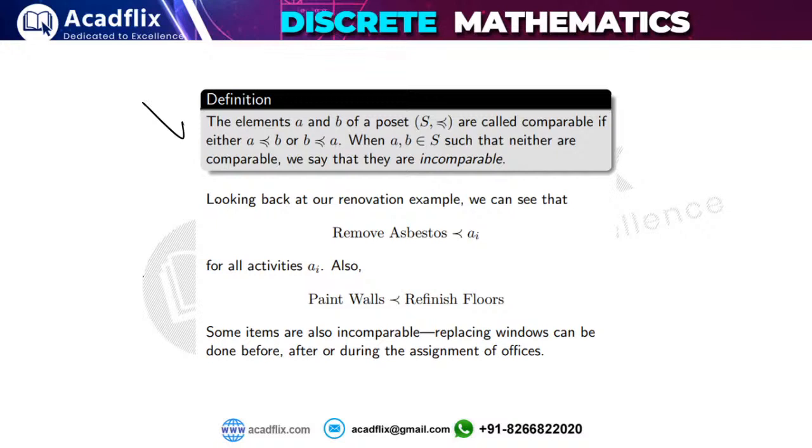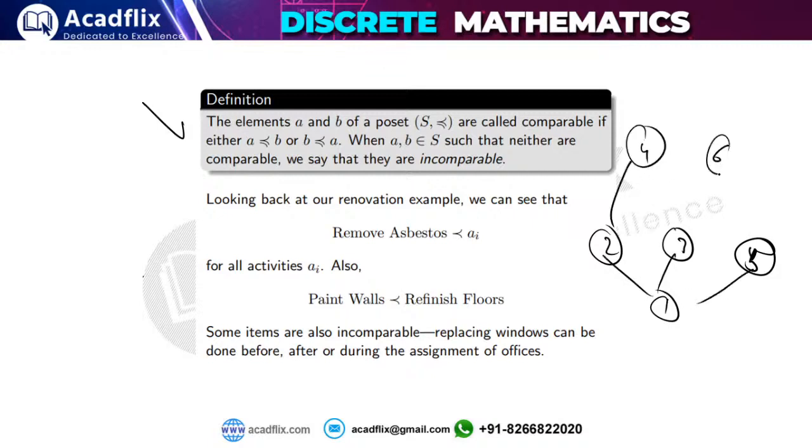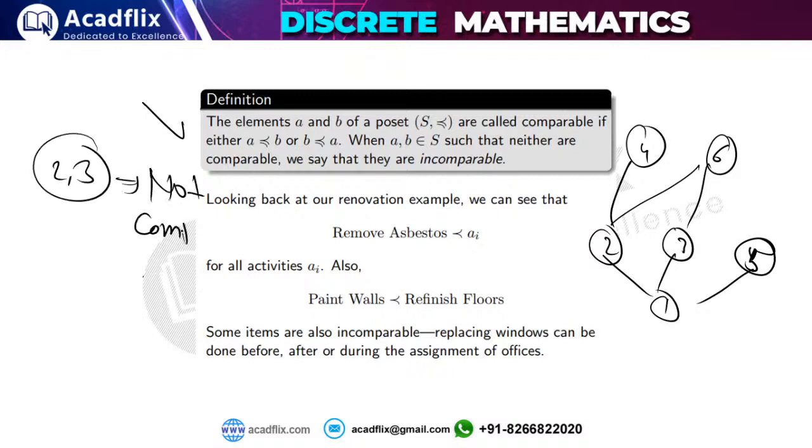So this is our comparability basically. For example, we have seen this kind of example, 1, 2, 1. If you remember, we have seen this type of poset. In this poset, you can see that 2 and 3 are incomparable, or I can say they are not comparable, because 2 is not related to 3 and 3 is not related to 2.